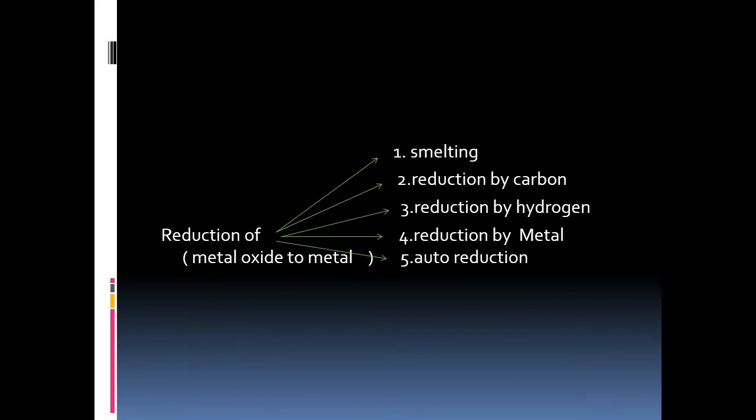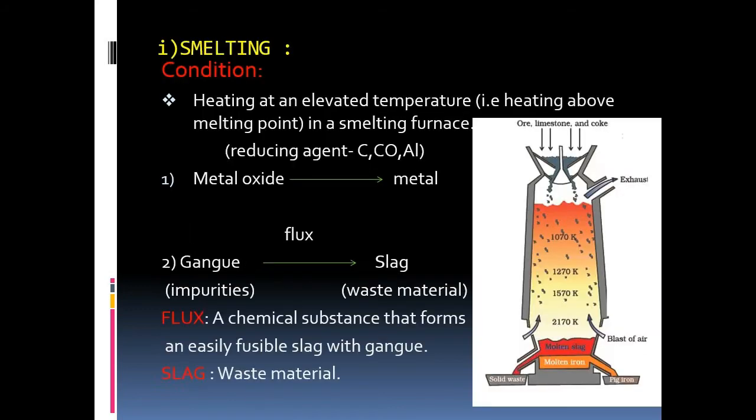So first, reduction of metal oxide to metal. It can be done by the following methods: smelting, reduction by carbon, reduction by hydrogen, reduction by metal, and auto reduction. So by these processes we can reduce the metal oxide into its metal. So the first process is smelting.